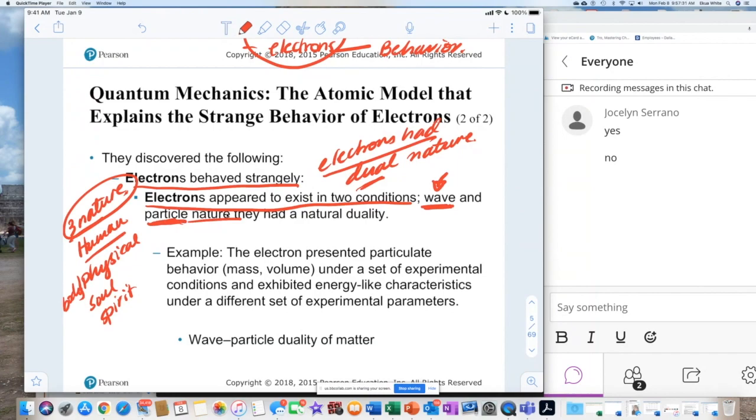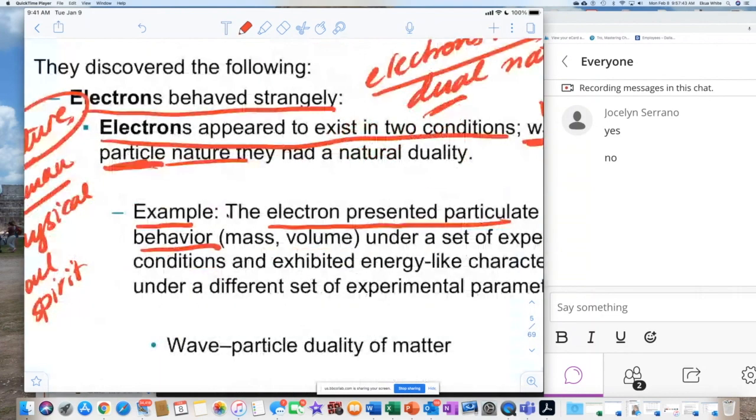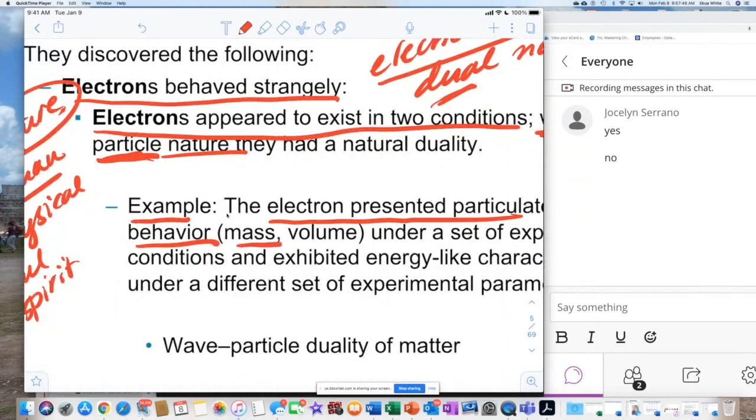When they exist as particles, they'll be like, wait a minute, we're studying electrons. All of a sudden, we're getting particle behaviors and characteristics. So we're told here the example. Electrons presented particle behavior when they possessed mass, volume. Now, there are many other particle-like behaviors, but when the electrons are able to possess mass and volume, you can weigh the electron, you can figure out how much space it occupies. Those two are part of the many behaviors particles have.